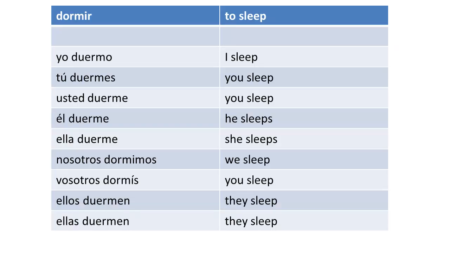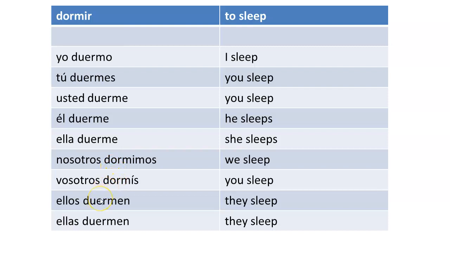So let's take a look at one of the stereotypical stem changing verbs of the O to UE pattern. And that verb is dormir, which is to sleep. So what happens with dormir when you conjugate it, the O changes to a UE in all of the forms except for the nosotros and the vosotros forms. In those two forms, there is no stem change, so you just see the O.